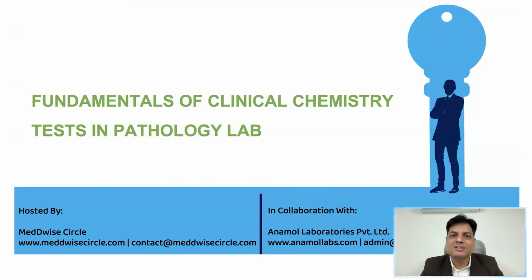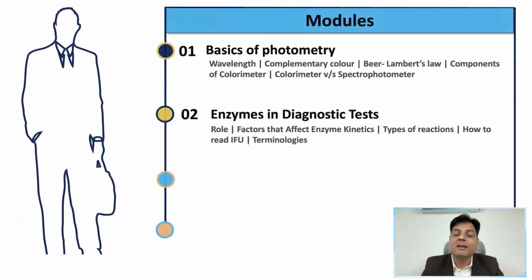As I told you, in this video lecture series, we are discussing about the fundamentals of clinical chemistry test in every pathology laboratory. This entire video lecture series is divided into multiple modules. In the first module, we discussed what are the basics of photometry, in which we discussed what is wavelength, what are complementary colors, what is Beer-Lambert's law, and how Beer-Lambert's law is implemented in pathology laboratory, what are the components of colorimeter, and what is the difference between colorimeter and spectrophotometer. All these videos are available in our previous videos.